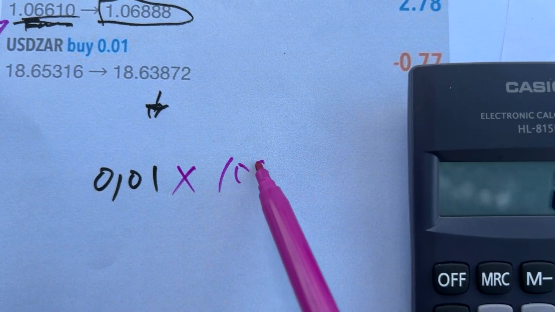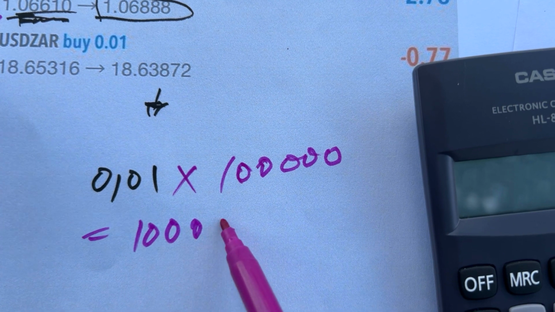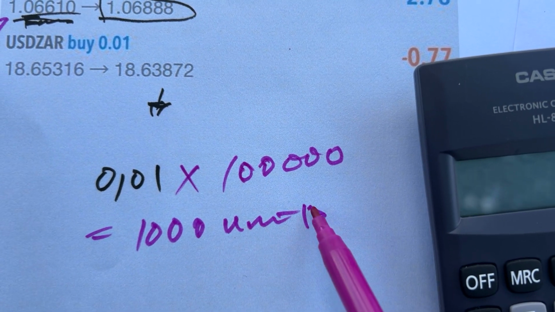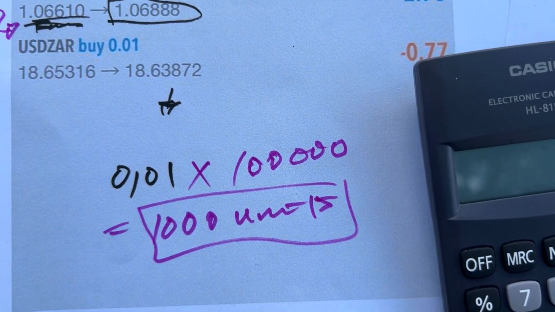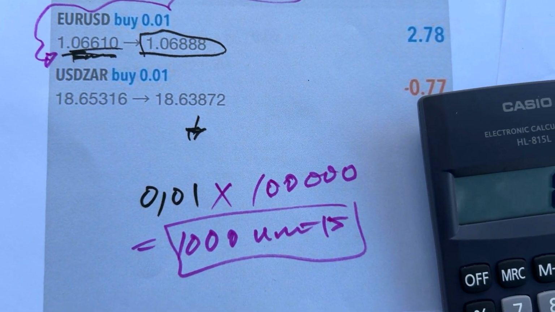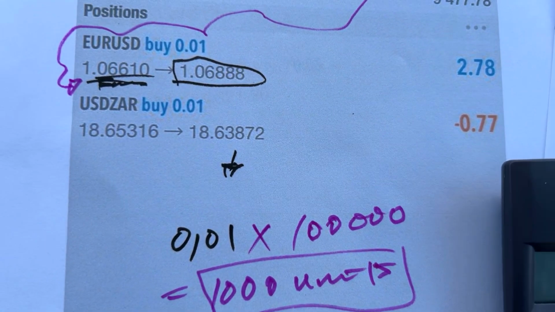Times 100,000, we get 1,000 units. So in this case, we are buying 1,000 units. Right? Okay. Now, if we have 1,000 units, we want to find the actual money that is needed.